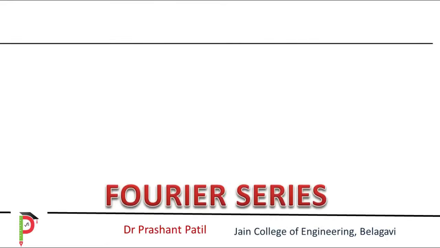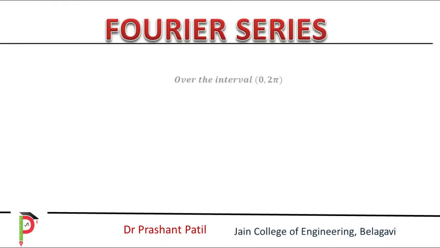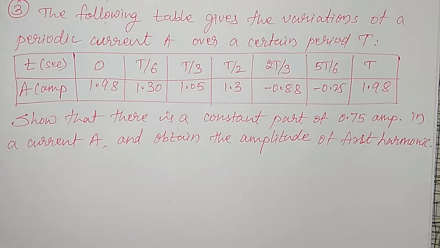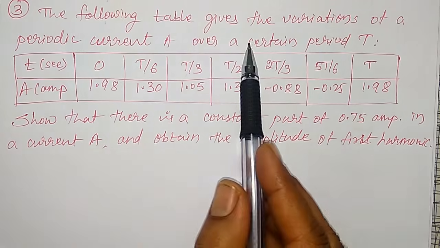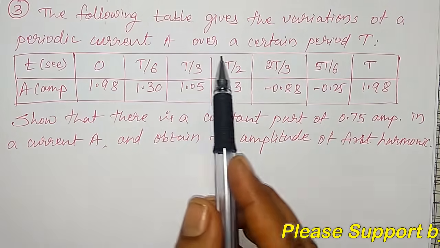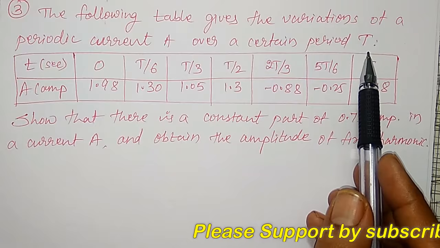In this video, I am going to discuss Fourier series. I am going to do an interesting problem on practical harmonic analysis here. That is, the following table gives the variation of a periodic current capital A over a certain period capital T.